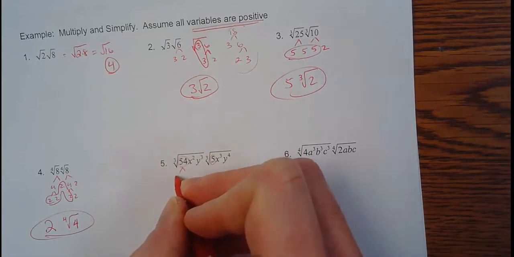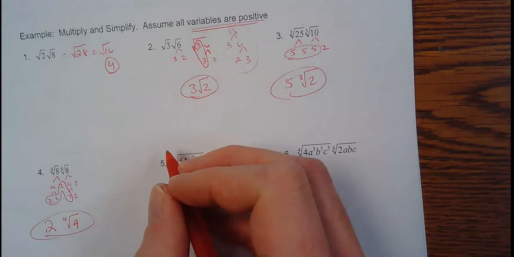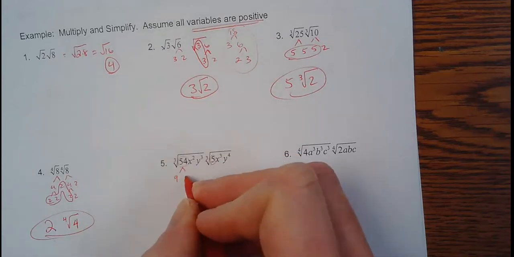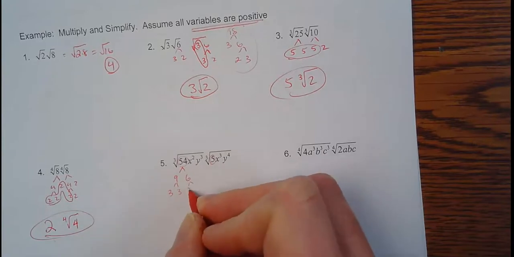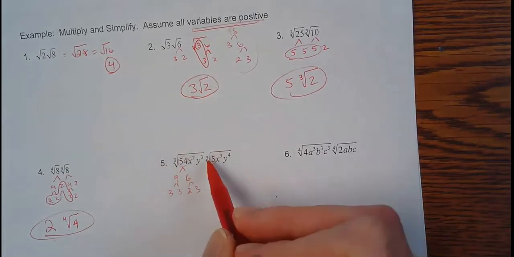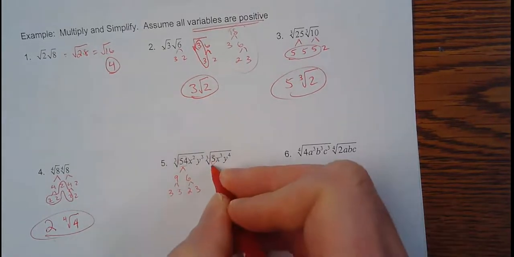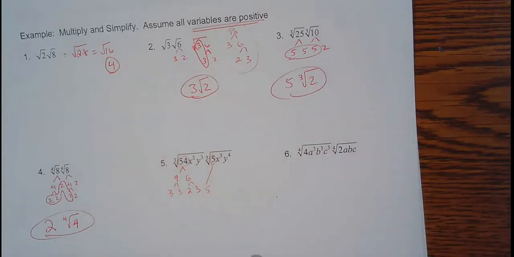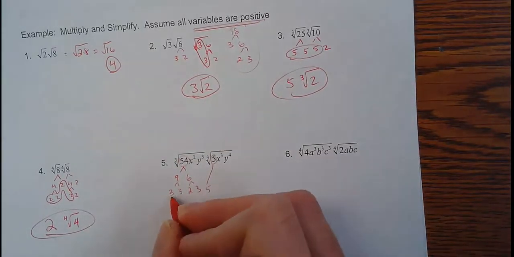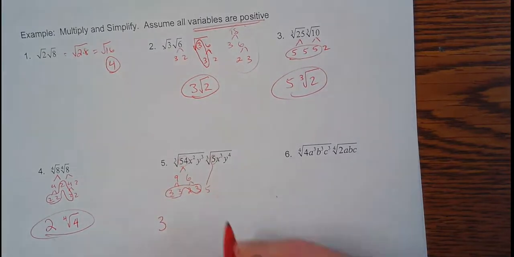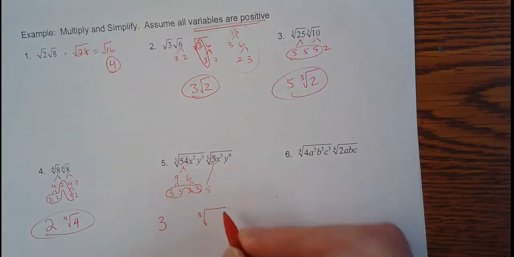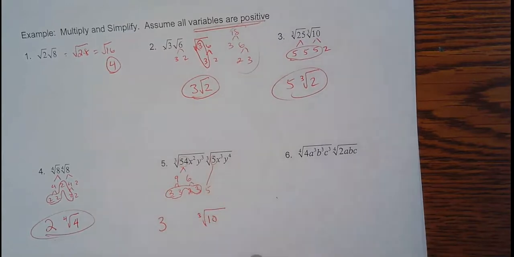So 54, let's see, that would be what? 9 times 6, 3 times 3, 2 times 3. So out of all of these numbers, maybe I'll just throw the 5 down here, there are 3 3s. So I pull a 3 out front, and then under the cube root, there's going to be 10 left over. So I took care of the number part first.